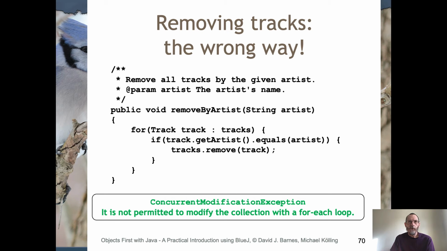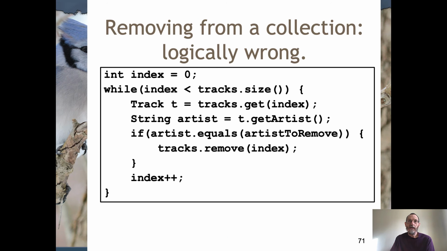If we can't use a for each loop, then let's try using a while loop. So here's similar code where we set up an index, we iterate over the collection while the index is less than the number of tracks inside the collection. We get the next track using the index, we retrieve the artist, and if the artist matches, then we pass the index to the remove method, remove the track, and move on the iteration. Now what the title of the slide suggests is that this is logically wrong.